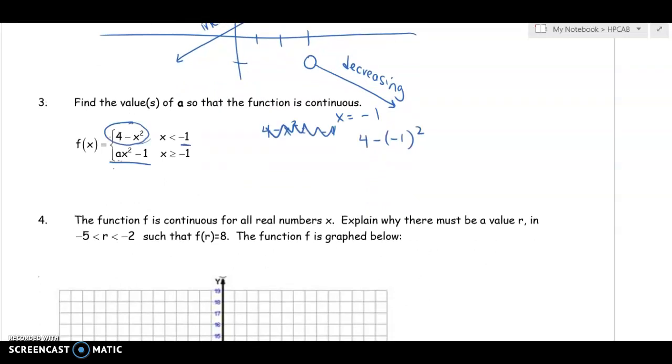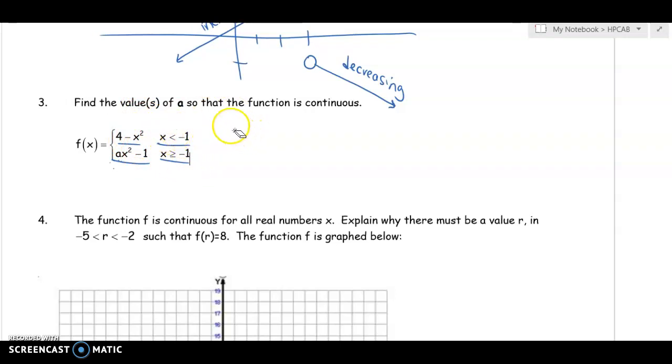For number 3, we're going to be doing a problem where we have to find a so that the function's continuous. If you look at 4 minus x squared, that piece we know for sure is continuous. It's just going to be some kind of a parabola. There's no vertical asymptotes, no holes. Same thing with this ax squared minus 1. No matter what a is, it's just a number, it's still going to be a parabola. It's going to be continuous. The only place where this thing could not be continuous is right here, where x is equal to -1.